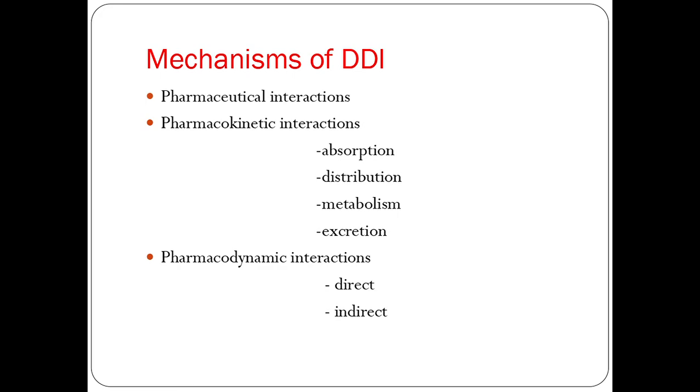Then coming to mechanisms of drug-drug interaction, that is DDI. There can be a lot of mechanisms, like pharmaceutical interactions, pharmacokinetic interactions like absorption, distribution, metabolism, excretion. These are the mechanisms of drug-drug interactions, and pharmacodynamic interactions also, like direct pharmacodynamic interactions and indirect pharmacodynamic interactions. We will learn it further.